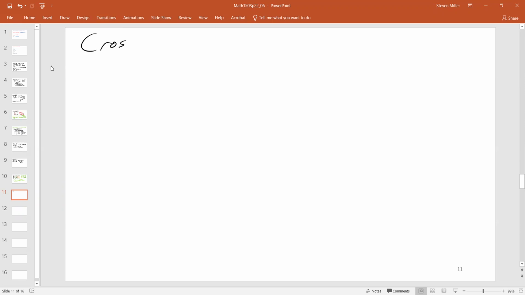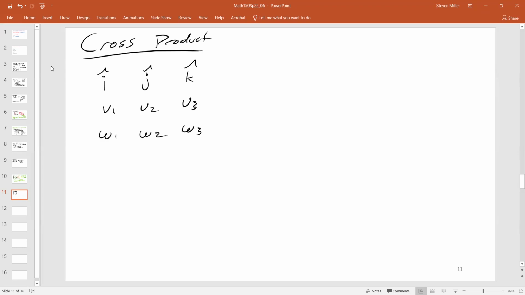It is highly illegal. You see somebody, oh, yeah, let's do it. i hat, j hat, k hat, V1, V2, V3, W1, W2, W3. I should not be allowed to do this. I'm taking my determinant, and I'm supposed to just put in 3 rows of numbers, and the first row I'm putting in vectors.